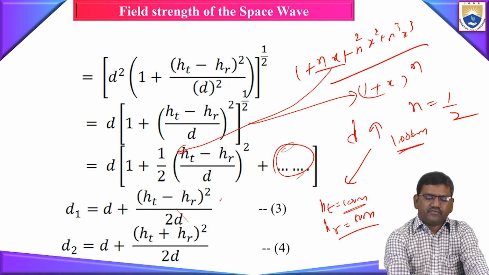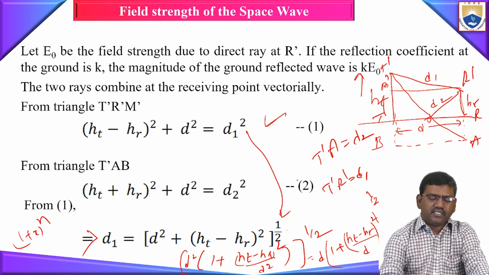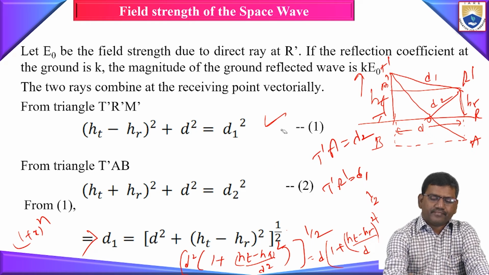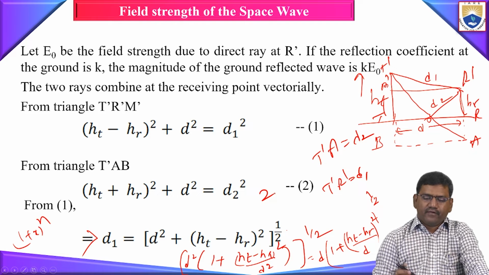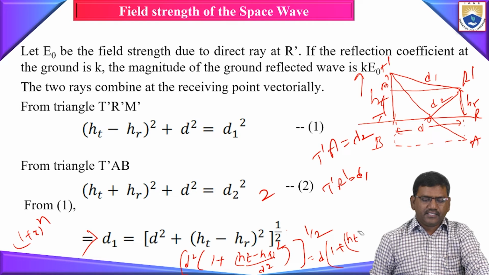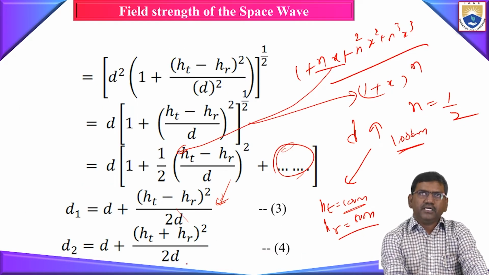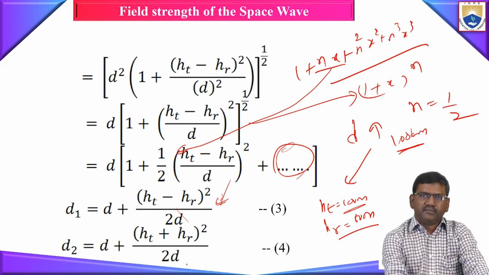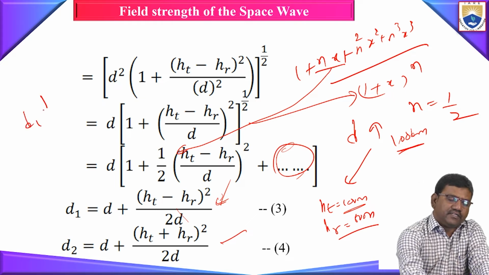So from this expression, if we simplify, d1 is equal to d plus (HT minus HR) whole square by 2d. Similarly, if we take equation 2, we can also write d2 is equal to d plus (HT plus HR) whole square by 2d. So we got d1 and d2.